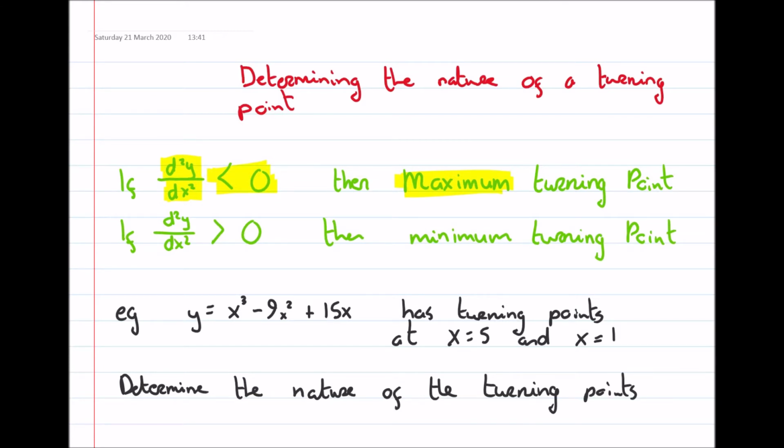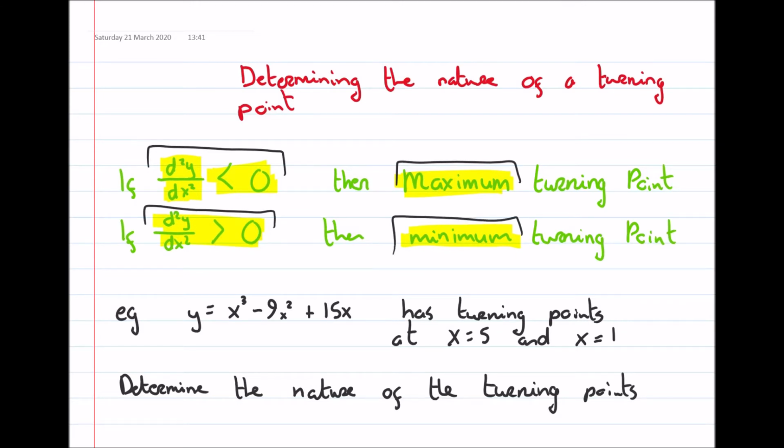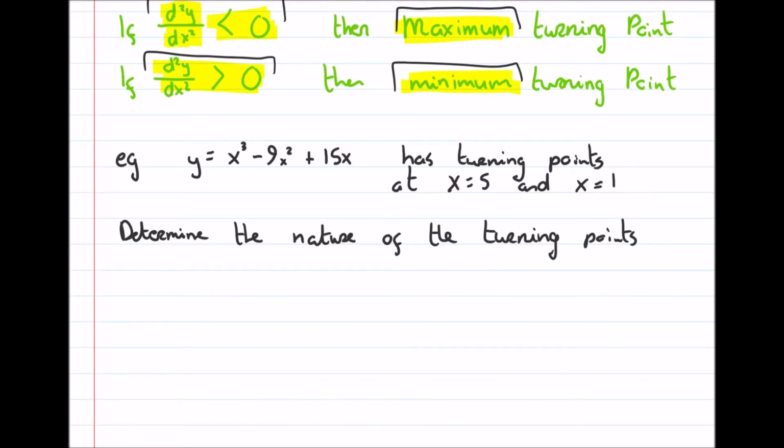You might be thinking if it's more than 0, it's maximum. No, if it's less than 0, it's maximum. If it's more than 0, it's minimum. And I would have spent a little while in class showing you why that is, like why when it's less than 0, it's the maximum turning point, and when it's more than 0, it's the minimum turning point. But I won't get into it here. So let's look at this function.